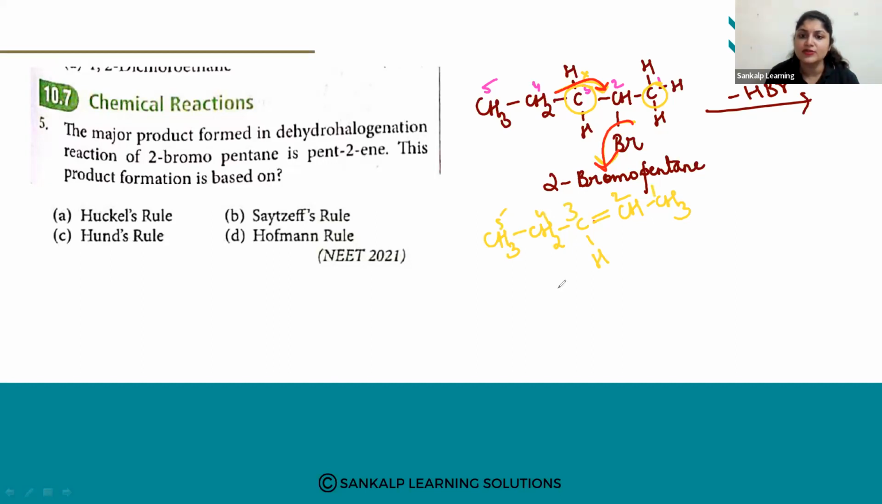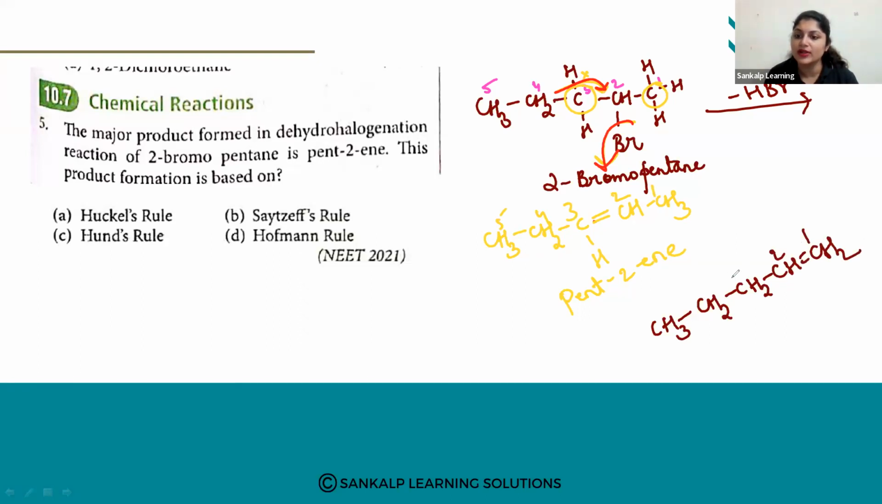3, 4, 5. So this is pent-2-ene. Okay, if I remove the hydrogen from this particular carbon, just see what it will be. I'll write here: CH3, CH2, CH2, then CH double bond CH2.